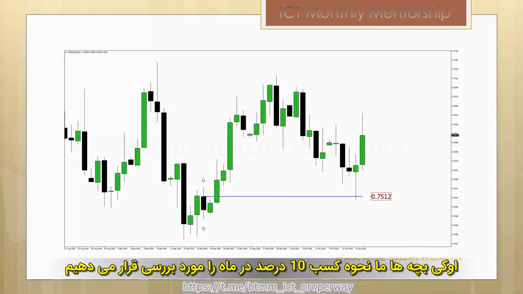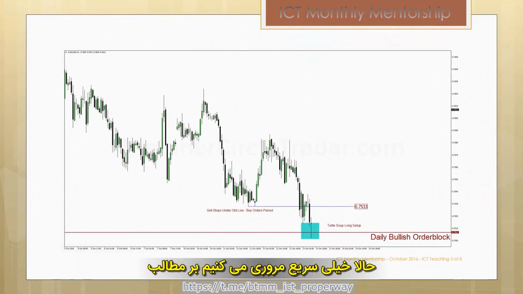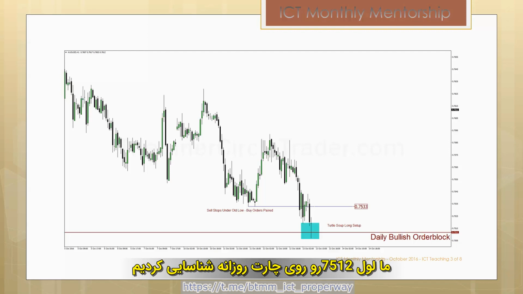Okay, folks, we're going to be looking at how traders make 10% per month. And we're going to stick with our theme here using our case study on the Aussie dollar. Now, quickly, obviously going through everything we've gone through in the previous two sessions, we've identified a 75.12 level on a daily chart.